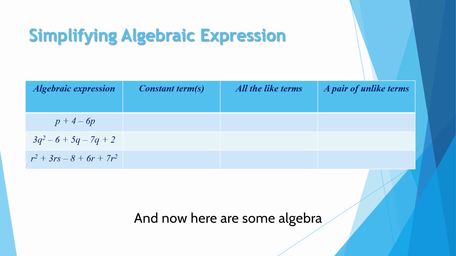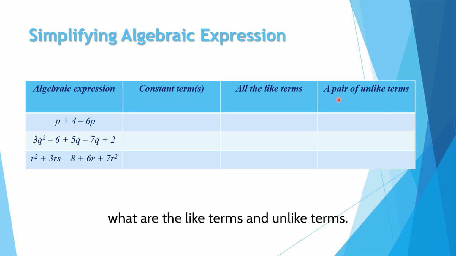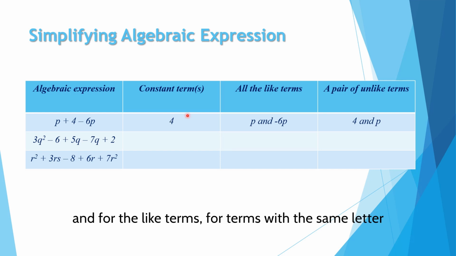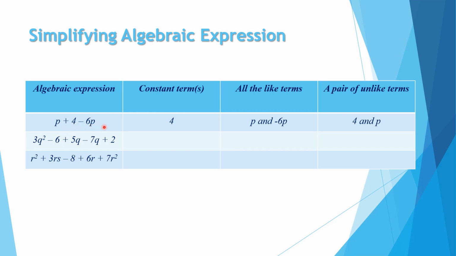And now, here are some algebraic expressions on the left column. We are going to do it as an exercise to find out what the constant terms, the like terms and unlike terms are. So start with the first one. For constant terms here, according to the definition, 4 should be the constant term. And for the like terms, terms with the same letter and also the same index, are p and -6p.